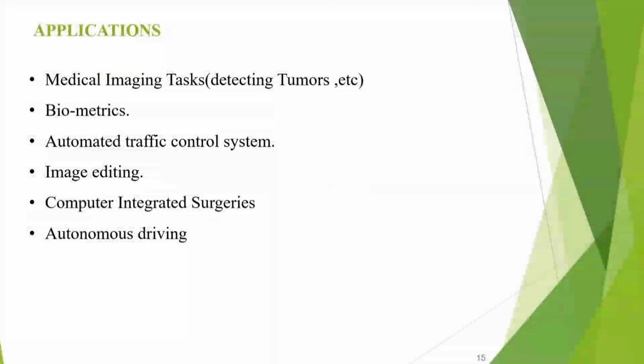Here are the applications. We can use our image processing techniques in various fields such as medical imaging, where we use this technique to identify stages of cancer. By forming the pixels into clusters, it matches with the images of the cancer stages. Thereby, it gives us the information at what stage the cancer exists. It can also be used in detecting tumors. Other than the medical field, it can also be used in biometrics, automated traffic control systems, image editing, computer integrated surgeries, and autonomous driving.